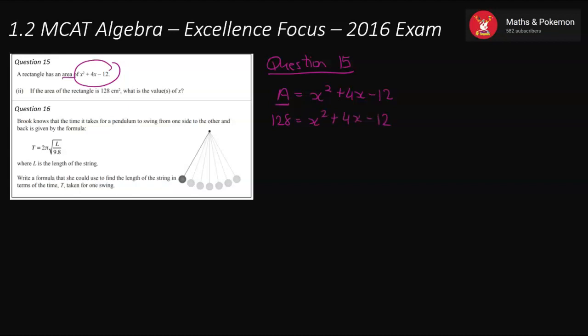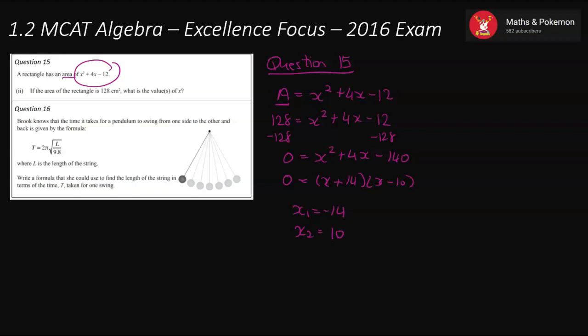Quadratics need to be equal to 0 to solve them, so I'm going to go minus 128 minus 128. So 0 is equal to x squared plus 4x minus 140. I'm going to factorize now, so that there's going to be minus or plus 14 minus 10. And that's because they add to positive 4 and they multiply to negative 140. And I'm going to get my two answers here. So the first answer of x is equal to negative 14. And the second answer of x is equal to positive 10.